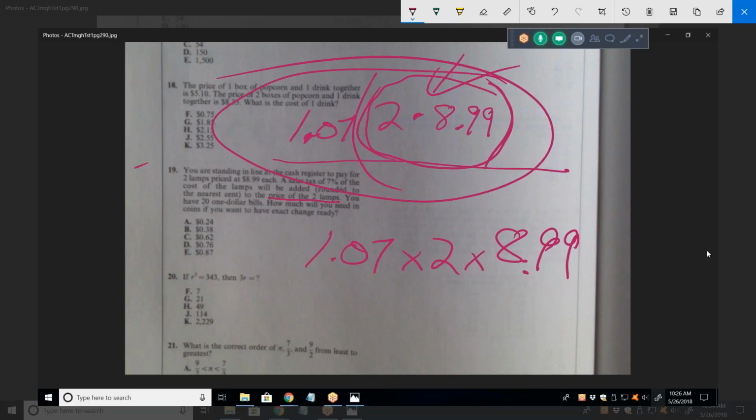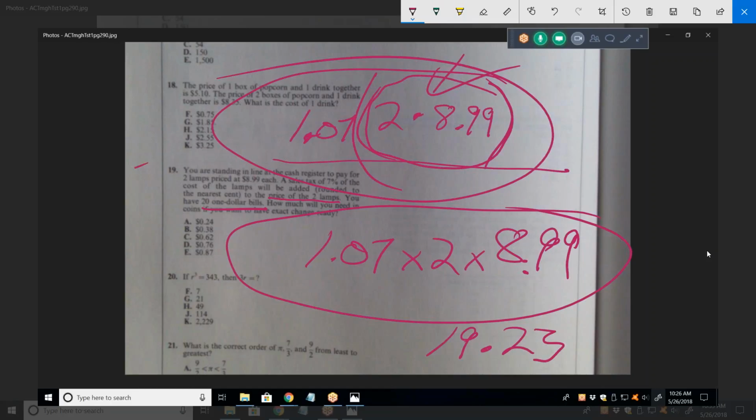You have $21 bills. Well, first of all, what is that? Do you have that? Yeah, I have that. What is that number? 19.23. 19.23. So your bill is $19.23. How much will you need in coins to have exact change?